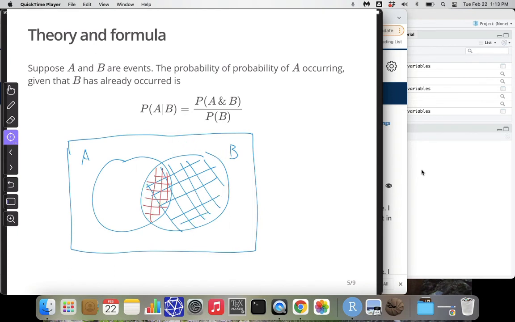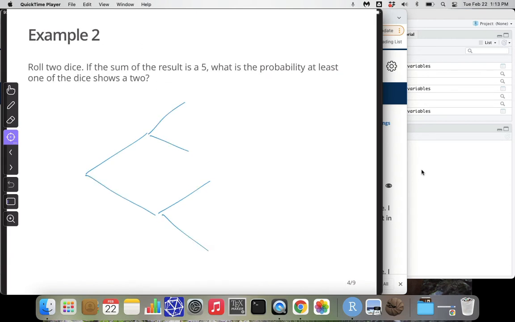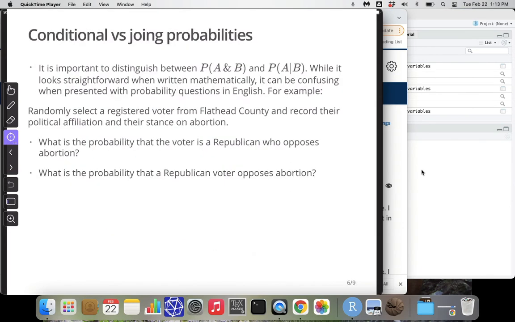This is called a conditional probability because we're investigating the probability of A under the assumption that B has already occurred. And this will be our tool for looking at the example 2 from before, and we'll go into that in just a second.